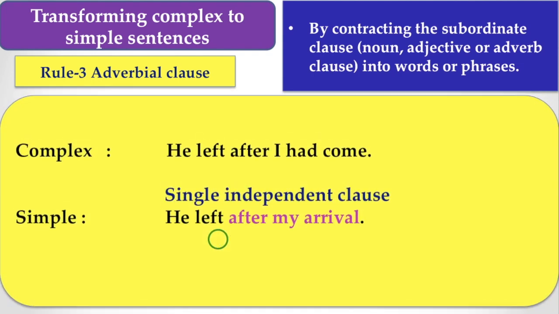Next example: "He left after I had come." In this example also you find "he left after I had come". This is an adverbial clause used in a complex sentence where we find two finite verbs, that is "left" and "had". When we are going to change this sentence, again the rule is the same.